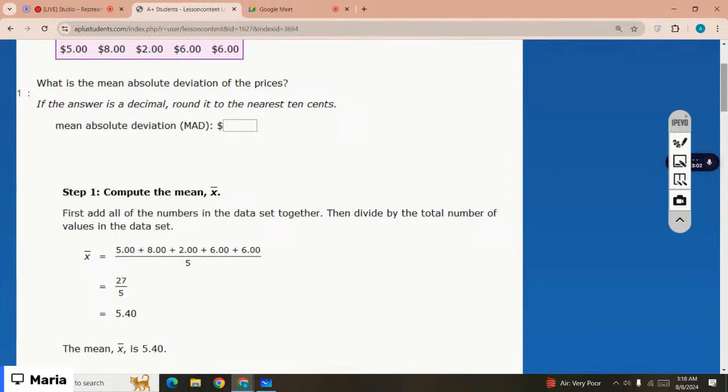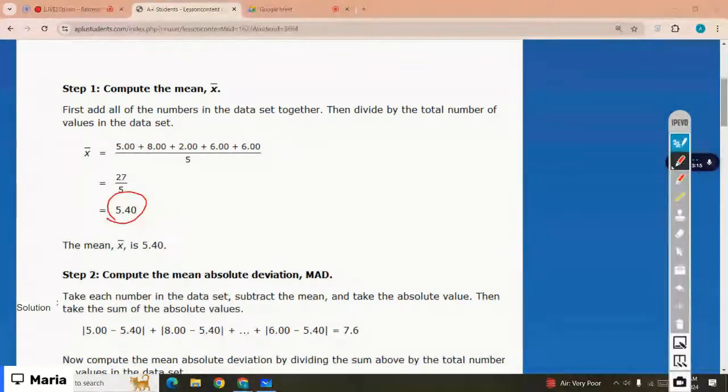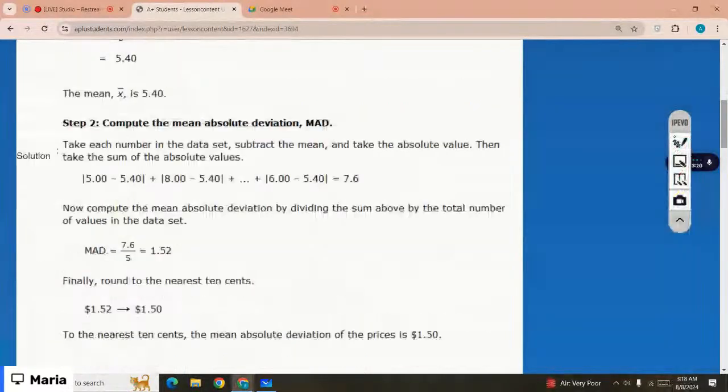The first step is you need to calculate the mean. You need to add up all the values and divide by the total number of values. They are 5, so just add them and divide by 5. So here is the mean. Mean is 5.0. Now you need to calculate the mean absolute deviation. So how do we calculate? You have to subtract the mean value from every value given in the data set, and you have to take the absolute value, right? Then you need to add them all like this.